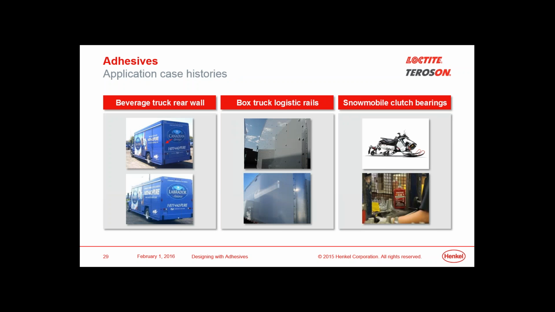Some specific examples. I'll go through 3 different application case histories, and I pulled these out of my portfolio of specialty vehicles that I manage. And we had one customer on the left, a beverage truck on the rear wall. That was a pretty extensive labor process in order to get that rear wall attached. And, excuse me one second.